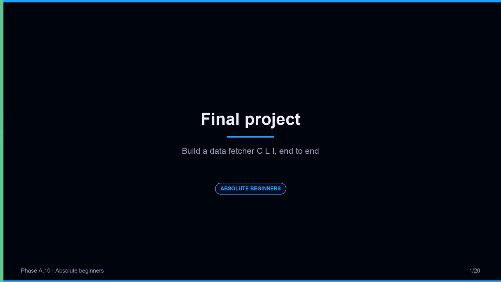The tool is a command line program that fetches data from a public API, writes it to a file, and prints a clean summary. To build it, you use modules, error handling, logging, configuration, secrets, tests, and packaging. Nothing new is invented. Every piece is something you already met. The lesson is in how they fit together. When the tool runs, you will feel the whole chapter click into place.